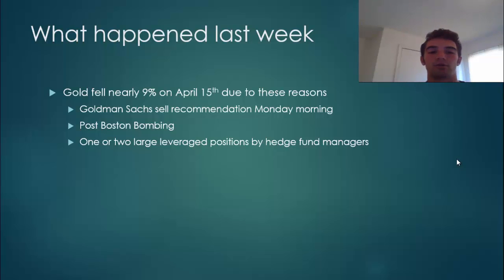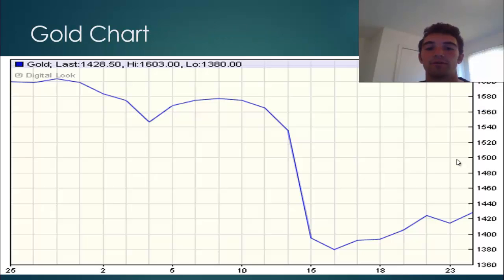Once everyone was starting to sell gold, there were one or two large leveraged positions by hedge fund managers that were long on gold, and when the value started going down, they didn't want to meet the margin requirements, and then they liquidated their positions. So this high volume liquidation happened very fast, and gold just free fell that day. This chart right here shows an example. This is gold for the last month. You can see on April 15th, it starts just below 1540 and drops all the way down below 1400.